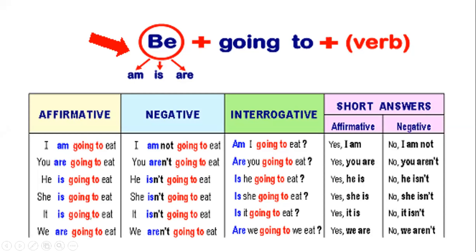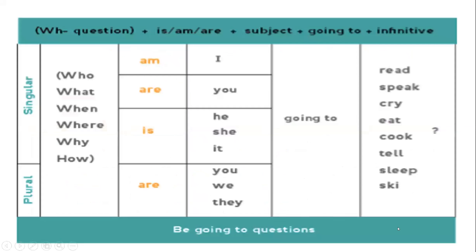It is going to eat. It isn't going to eat. Is it going to eat? Yes, it is. No, it isn't. We are going to eat. We aren't going to eat. Are we going to eat? Aquí hay un we de más, ¿verdad? No me le hagan caso, porque es, are we going to eat? Yes, we are. No, we aren't.